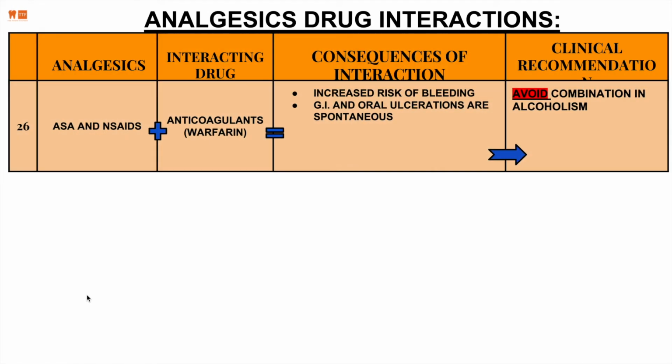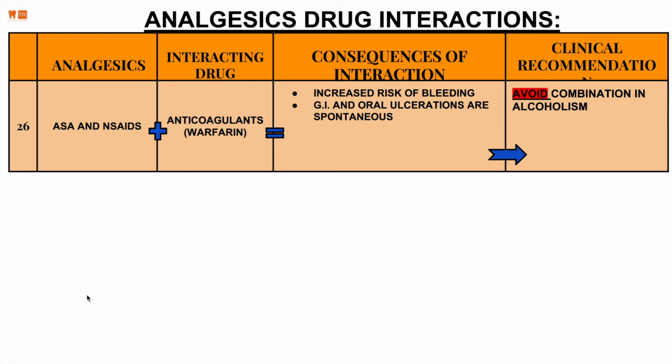So let's move on to the next drug. Drug number 26, aspirin and other NSAIDs, mixed with anticoagulants such as warfarin. Here it is again. This will definitely lead to increased risk of bleeding. We know that for sure. GI and oral ulcerations are spontaneous, so we avoid this combination, especially in alcoholism.